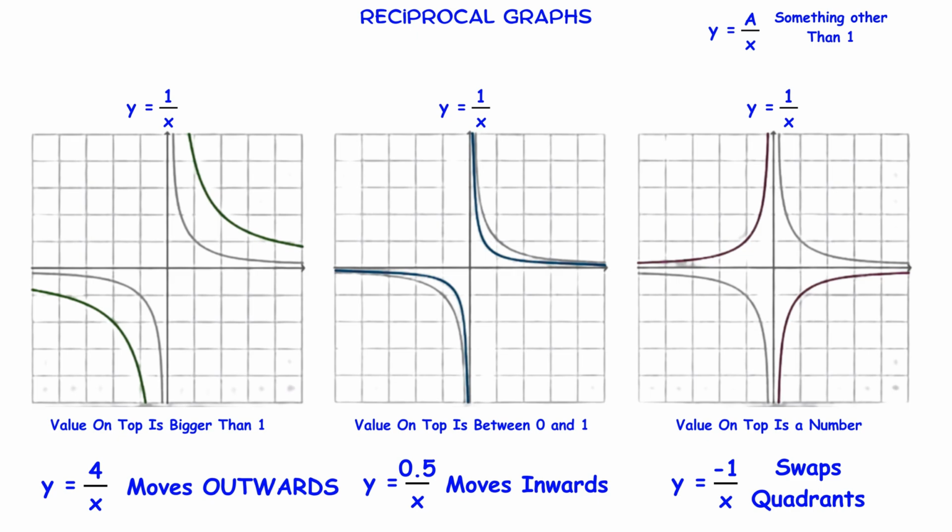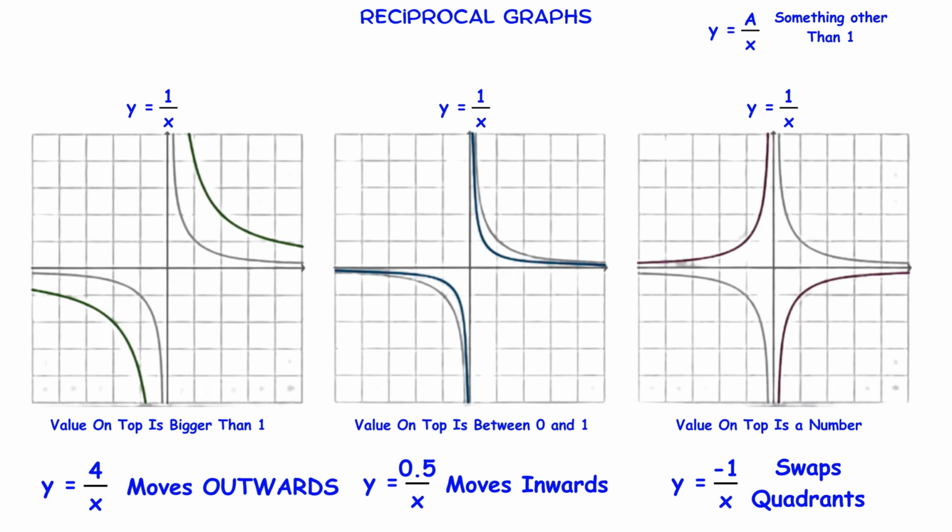To see how each of these things changes the graph, let's faintly draw the basic y equals 1 over x graph on each of the grids, so that we can compare them to our new lines when the number on top is bigger than 1, like in y equals 4 over x. The graph basically moves outwards away from the axis, and the bigger the value on top, the further it will move. Meanwhile, if the value on top is between 0 and 1, like maybe 0.5, then the graph does the opposite and moves inwards towards the axis.